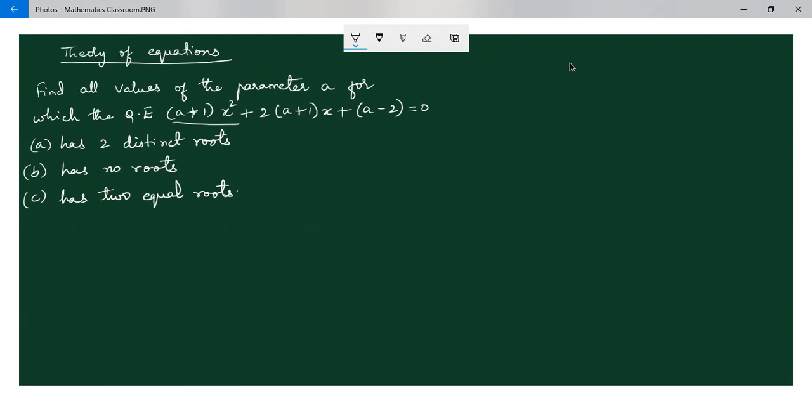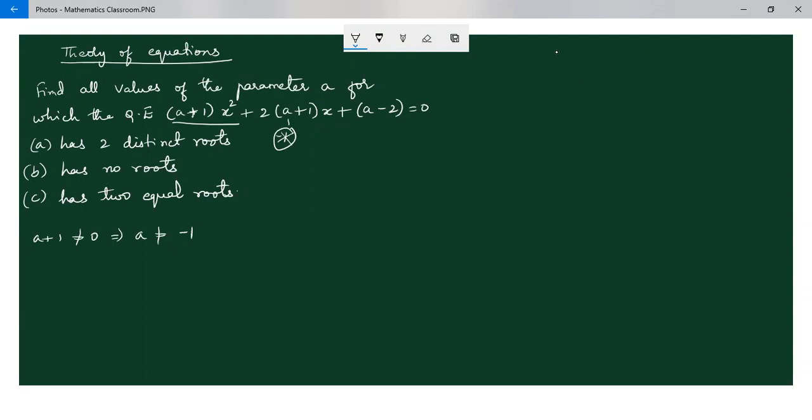We have a + 1 ≠ 0. If a + 1 is not equal to 0, then a must not be equal to −1. If a = −1, this whole term will become 0, and this quadratic equation will not even be a linear equation, because even if I substitute −1 here, again this will become 0. So a will be equal to 2.